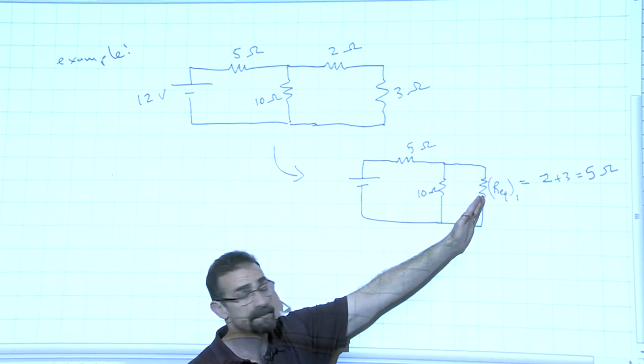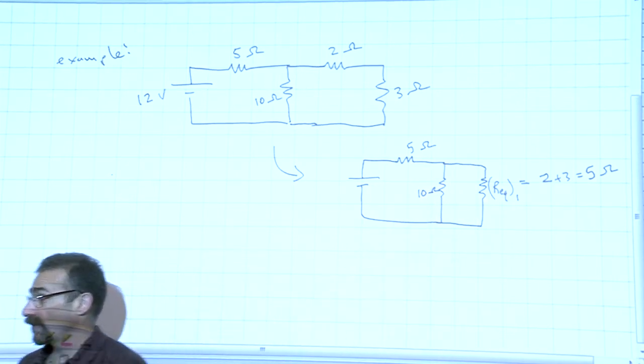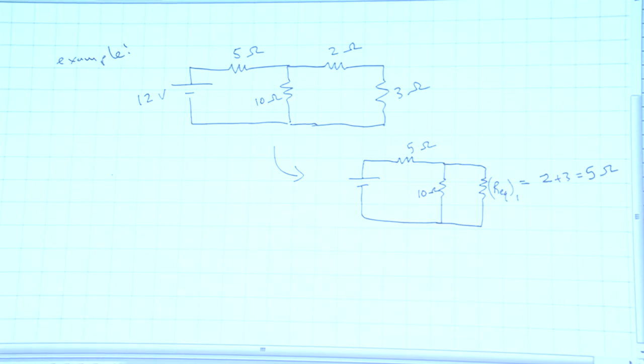Now you have two that are in parallel, right? Those two have the same voltage across them. They are in parallel with each other. So we can come up with an equivalent resistor for those two. R equivalent 2. And that's 1 over 10. That's a 10. Plus 1 over 5. And what is that? 10/3?